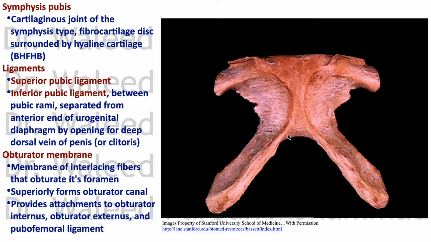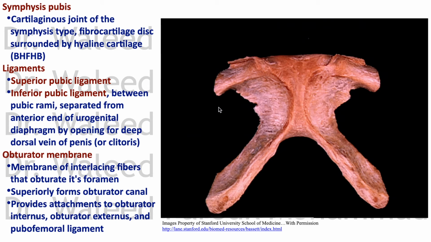It has ligaments also. It has a superior suprapubic ligament and an inferior or subpubic ligament, this ligament. Between its edge and the perineal membrane passes the deep dorsal vein of the penis, or the clitoris. It's essential for erection. So this is the symphysis pubis, the last joint in the pelvis.